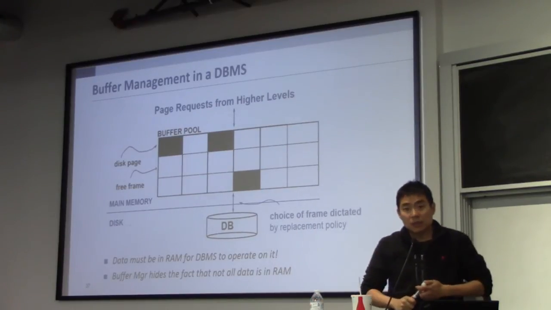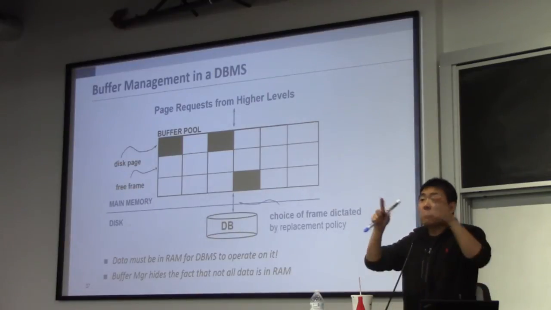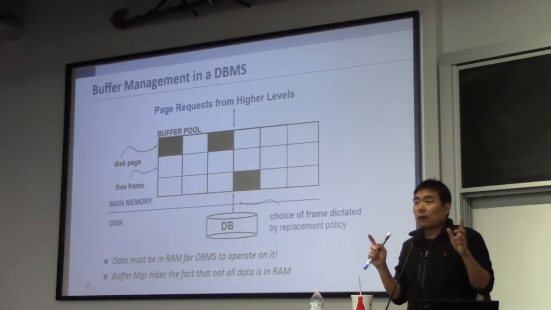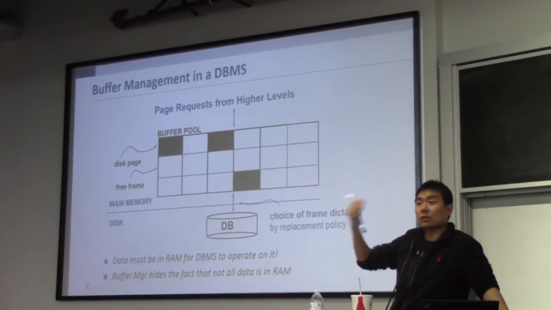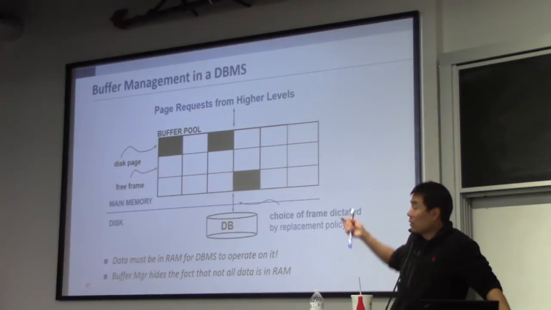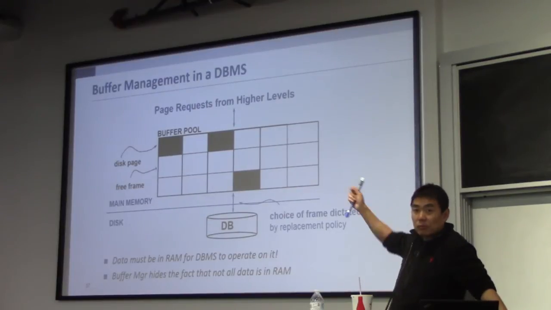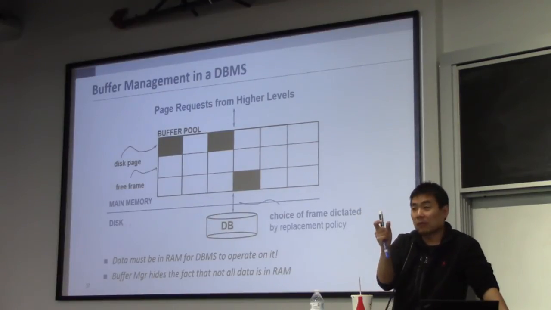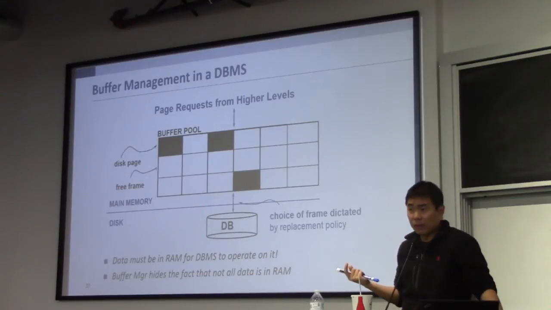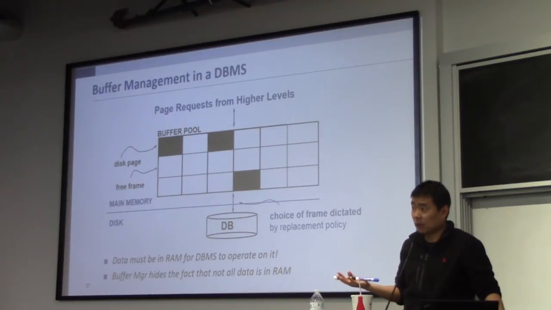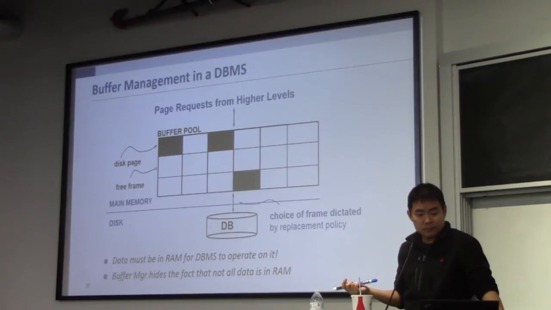You follow me? Okay? Initially, your buffer is empty. Over time, these frames will be occupied by data you fetch from the disk. So a black frame represents a frame that's currently occupied by a page or block you have fetched from disk. A white frame represents a free available frame. Then nobody is using it at the moment. Okay?